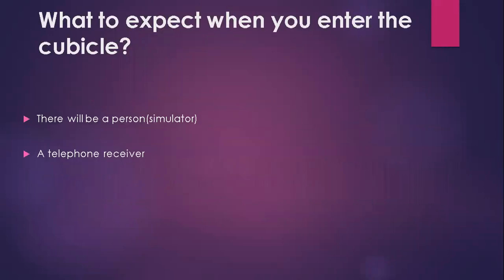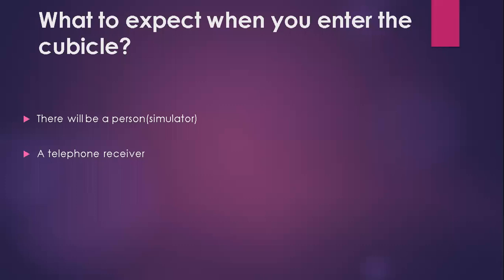Okay, now the bell rings, you move into the cubicle. What to expect, what would be there? There will be a person who will be a simulator, I mean the patient. In the counseling based station, nowadays, there won't be any examiner. Okay, they will be assessing your performance from a receiver. They'll be listening to you. There will be a phone receiver inside the cubicle. There won't be any examiner.